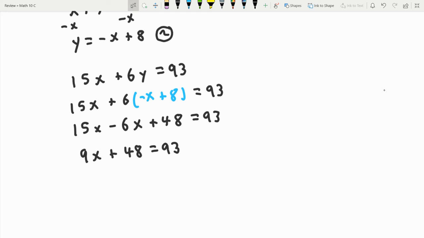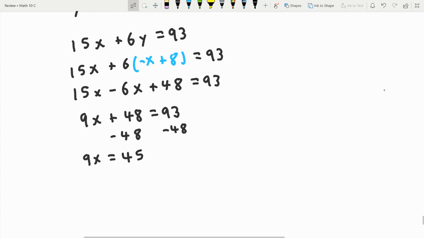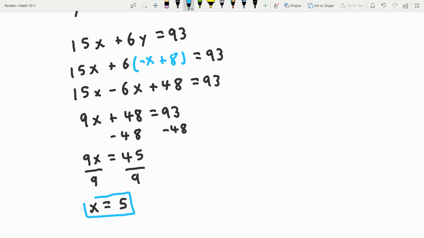From here, let's try to isolate for x. So I'll start by subtracting 48 from both sides. If I do that, I should be left with 9x equals 93 minus 48, which in this case would be 45. Now I want to divide every term by 9 so that I have x by itself. So x equals 45 divided by 9, which should just be 5. So that's one of my answers right here: x equals 5.